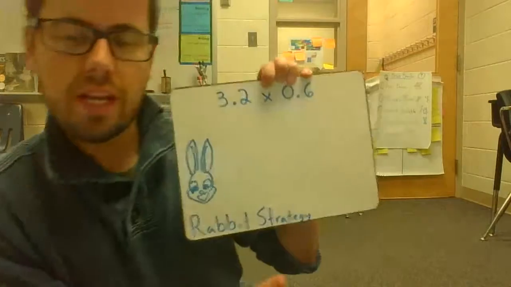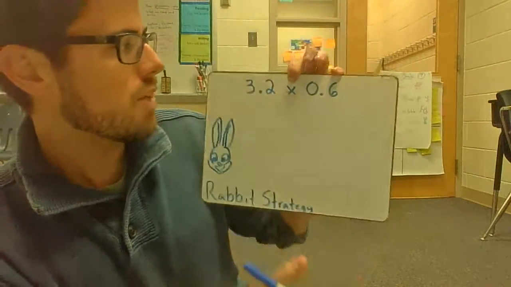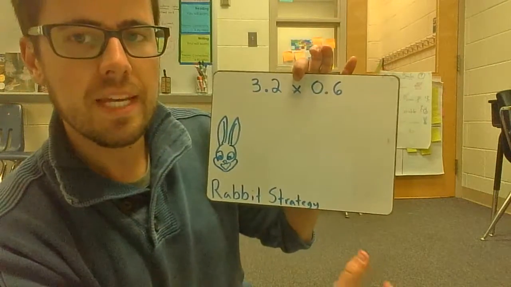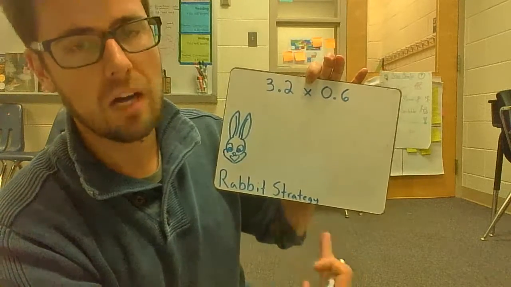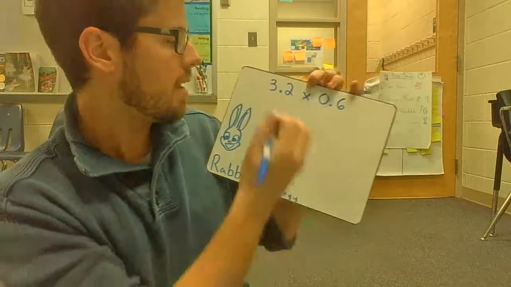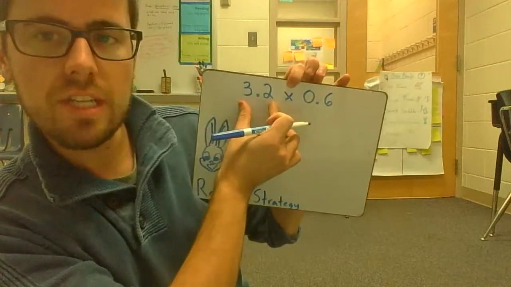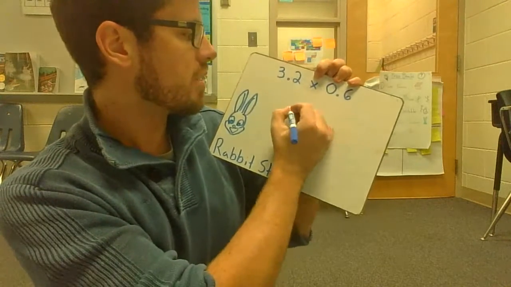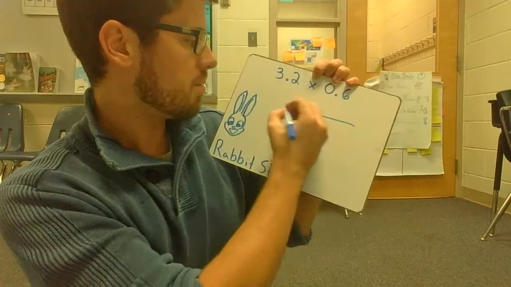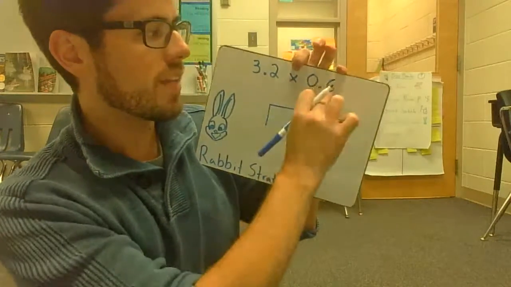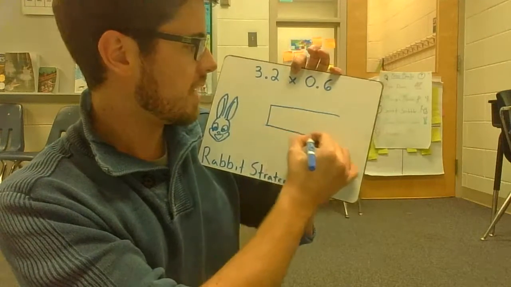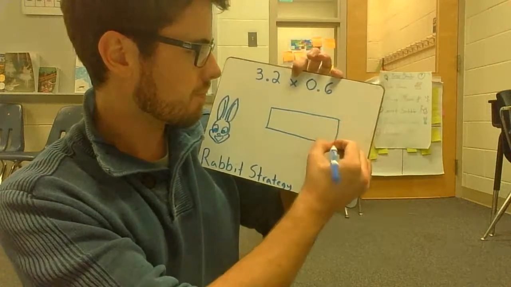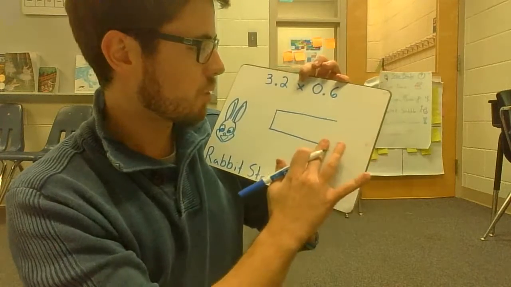All right, so here's our cute little rabbit and here's our rabbit strategy. I've written up a problem here and I'm going to show you how to set this up just like we would set up our box strategy for multiplication. We have 2 digits here, so we know that our top is going to have 2 columns. And here we only have 1 digit, our 6. So I'm just going to make it a 2 by 1. Actually, I'm going to add a little more space over here.